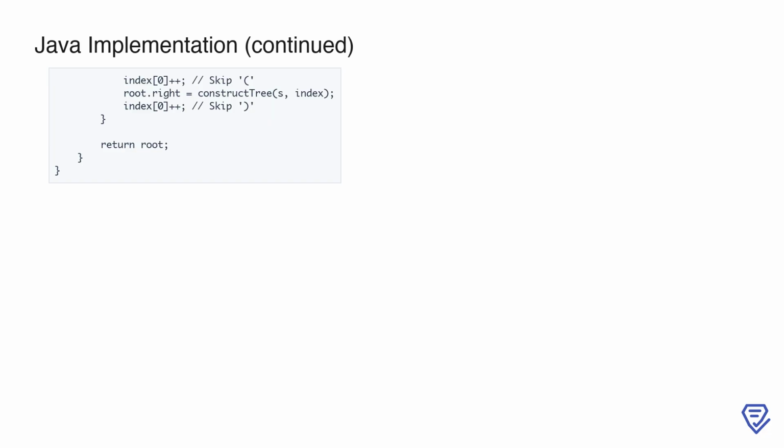At this point, both the left and right subtrees, if present, have been attached to the current root node. Finally, the method returns the root node, which now represents the fully constructed subtree for the current section of the string. This process continues recursively until the entire string has been processed and the binary tree is fully constructed.